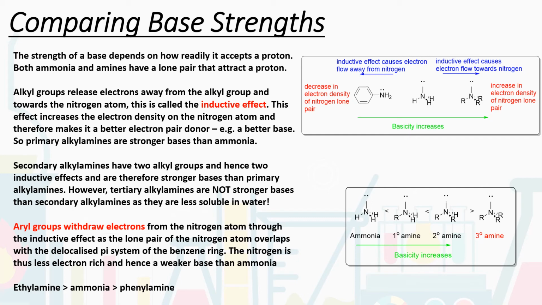So generally at the top, we can see here that we have our phenylamine, we have our ammonia, and then we have our alkyl amine. And generally, as we go from left to right, the basicity increases. Likewise, if we consider ammonia going to a primary amine, going to a secondary amine, the basicity increases. But of course, remember, the tertiary amine is actually not the strongest of those bases because it's less soluble in water.